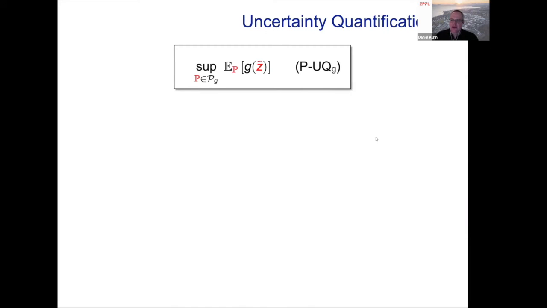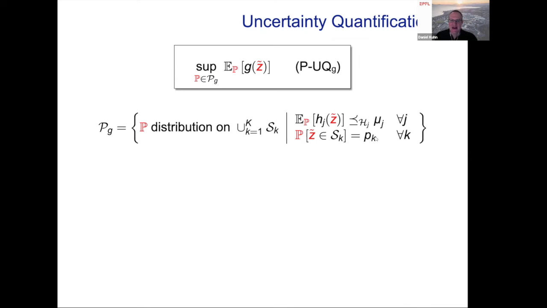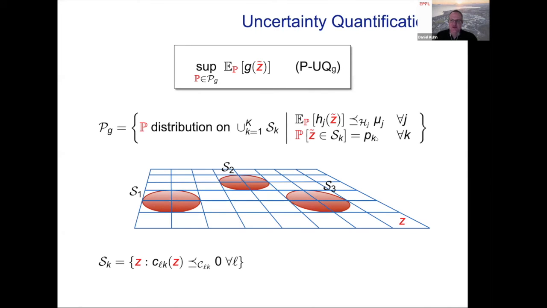So now we can actually look at generalized uncertainty quantification problems, which evaluate the worst case expectation over a more general ambiguity set, script PG. This ambiguity set contains every distribution P supported on a union of convex sets, Sk. And these distributions must satisfy several generalized conic moment inequalities. And this distribution also must assign each set Sk a fixed probability Pk. So we will assume that the sets Sk are disjoint. And this implies that the probabilities Pk must sum up to 1. So these are, of course, given parameters.